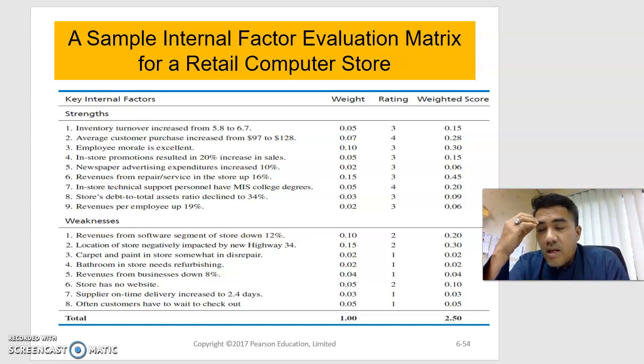So after this, I would expect that each and every group would prepare their own SWOT analysis, and then maybe you can start to play around with the IFE as well as the EFE. And I will ask each of the groups to present their findings on the IFE and EFE matrices as we go along, starting from next week.